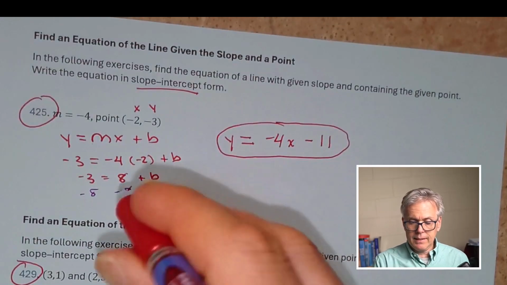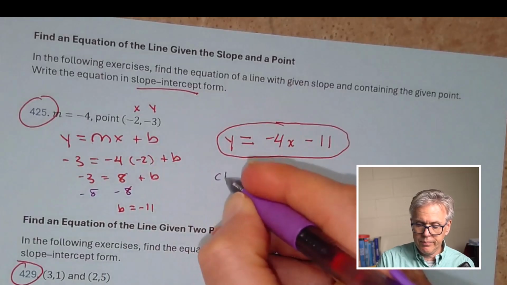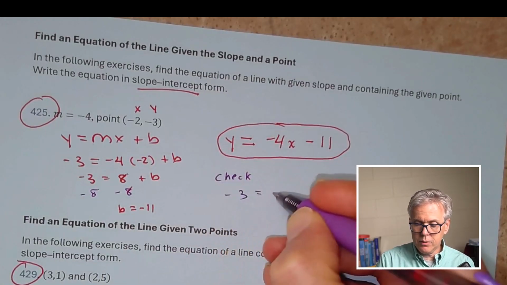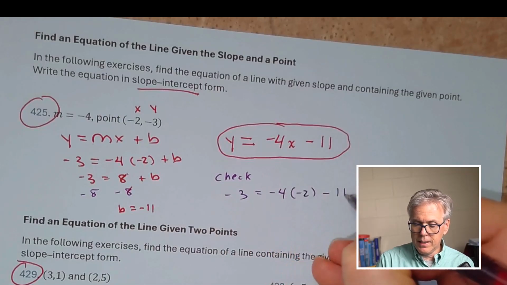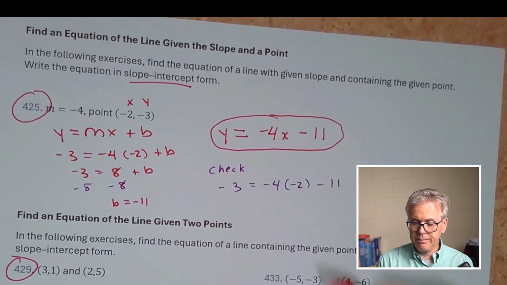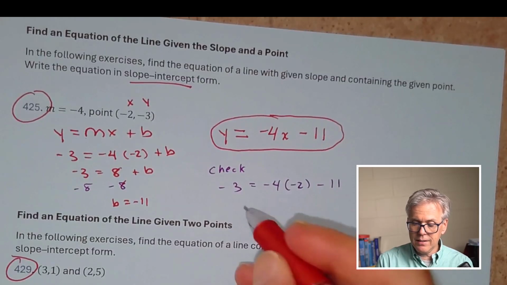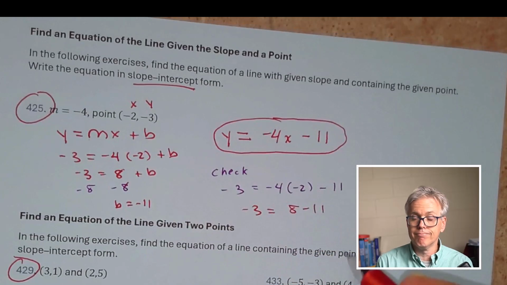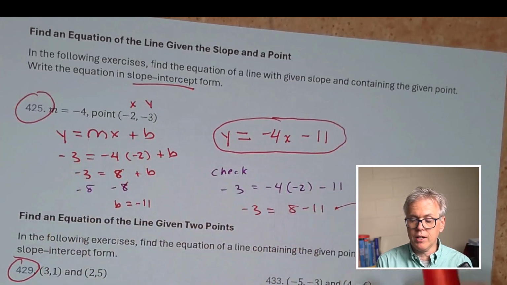We can check it. Does this point work when I plug that in? So let's do a little checkpoint here. Negative 3 equal to negative 4 times negative 2 minus 11. Is that a true statement? So negative 4 times negative 2 is 8. Is negative 3 equal to 8 minus 11? It is. So I'm pretty confident I'm right because I've got the slope and my point checks out.